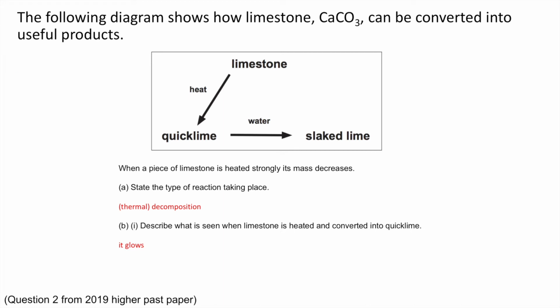Next, we have the following diagram, which will show how limestone and calcium carbonate can be converted into other useful products. Now, when a piece of limestone is heated strongly, its mass decreases. You're asked to state the type of reaction taking place. Obviously, this is a thermal decomposition. And you're also asked to describe what is seen when limestone is heated and converted into quicklime. Obviously, it will just glow.